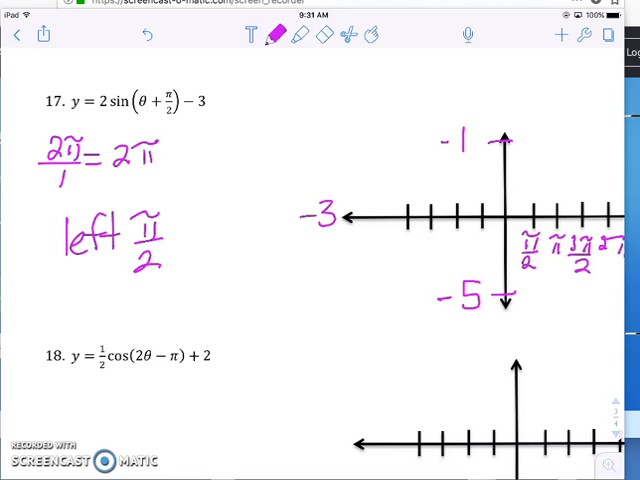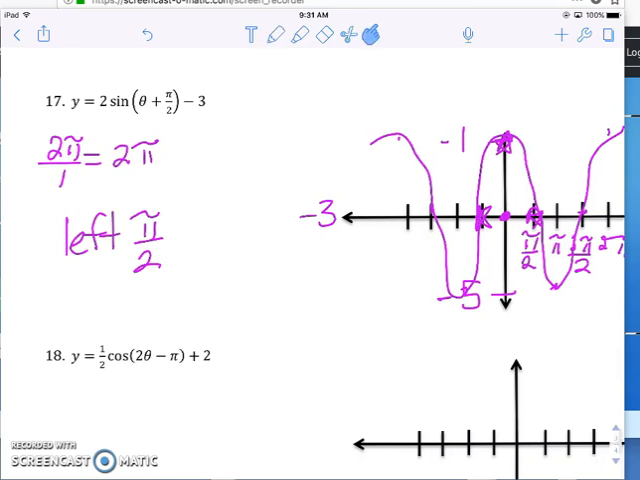So sine usually starts here, but it'll move over. So then it would go high, middle, low, middle, high, low, middle, high. And we have our graph.